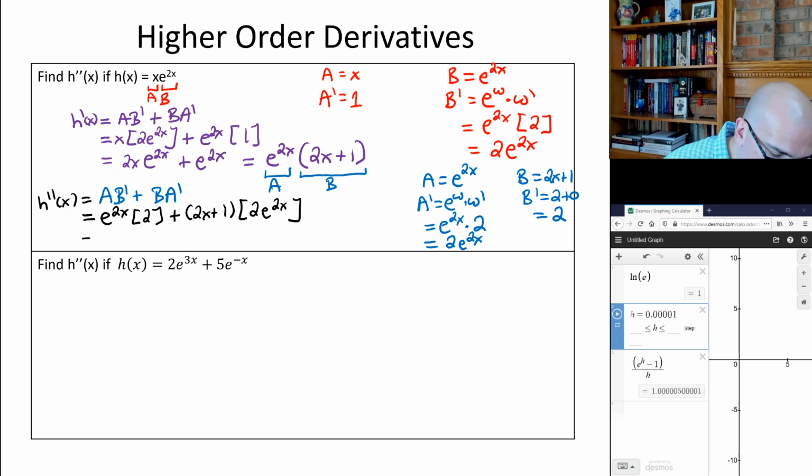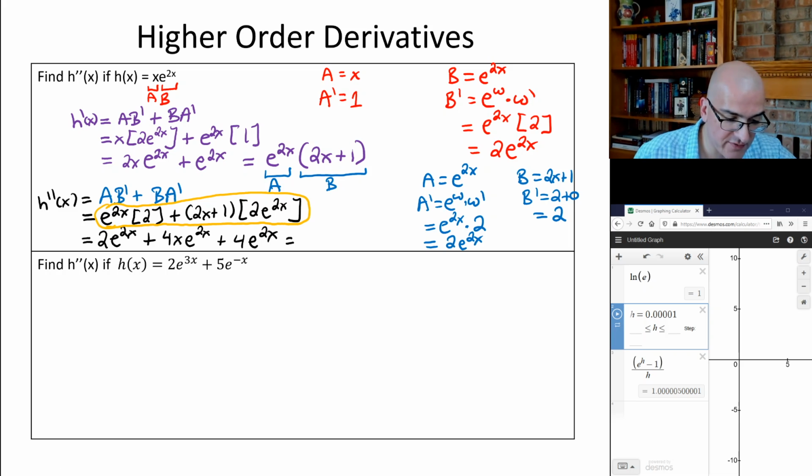And I'm going to write this in a more standard form. This is 2e to the 2x plus, let's see, 4x e to the 2x plus 4e to the 2x. And I should highlight the answer that's acceptable. So the answer that's acceptable is in orange right now. And then we can collect like terms. We have 2e to the 2x plus 4e to the 2x. That's 6 of those.